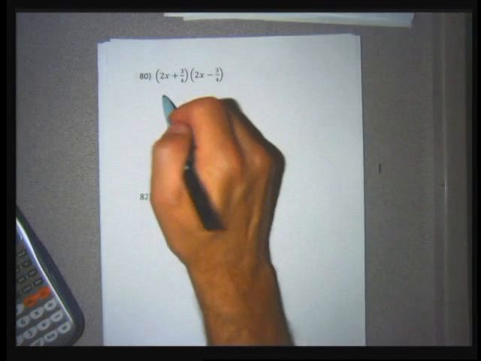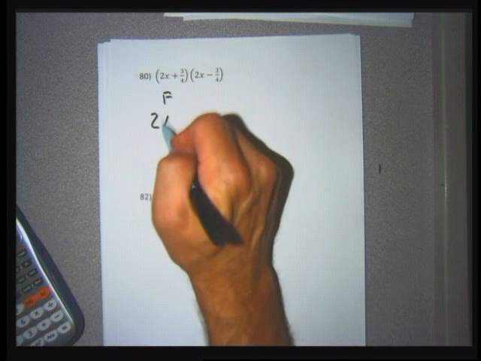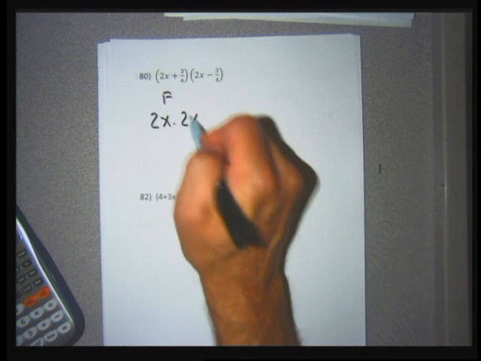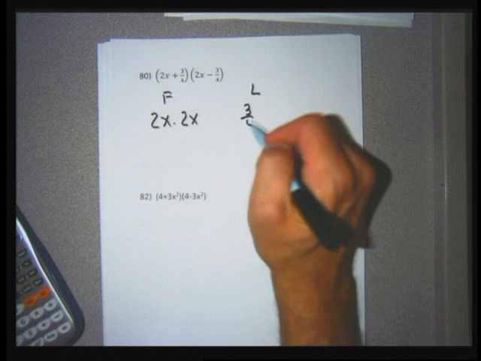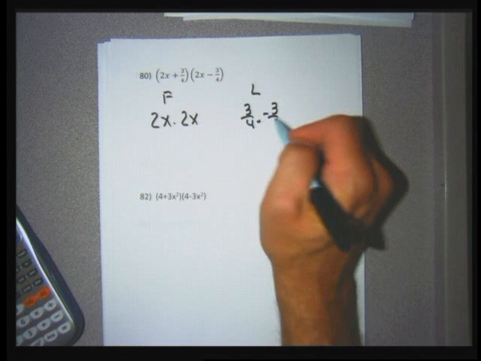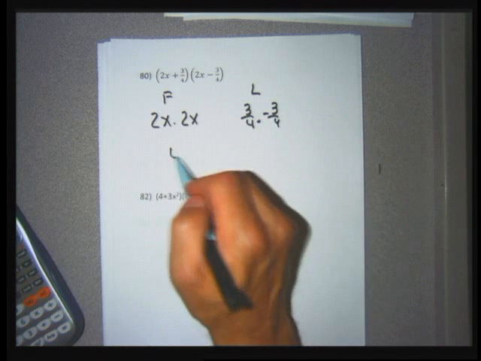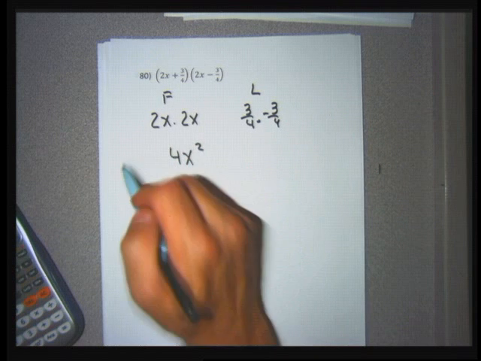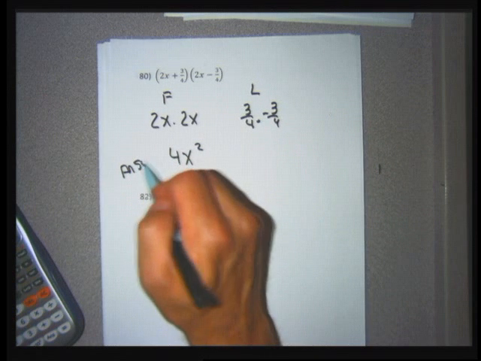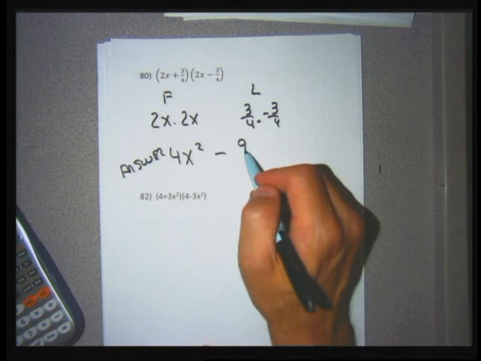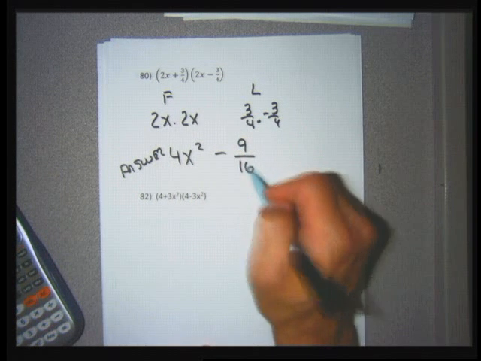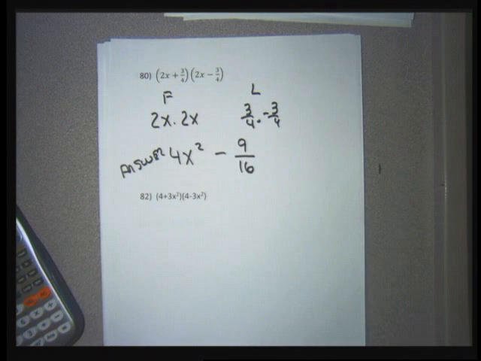80, again, it's a conjugate pair, so I only need to do the first and the last. The outers and the inners will cancel. First are 2x times 2x. Last are 3/4 times negative 3/4. The 2x times 2x gives me a 4x squared for my answer. The last are a positive times a negative, so I get a negative. I multiply the 3's, and I multiply the 4's and get a minus 9/16.